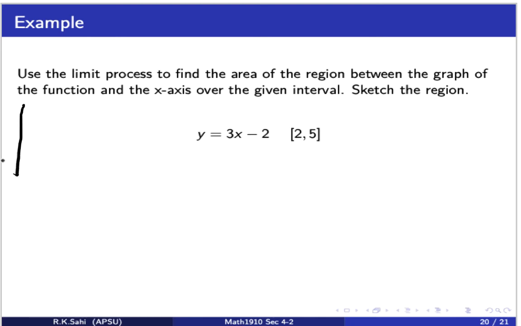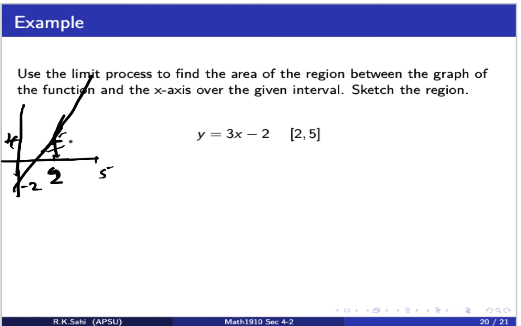Okay, let's look at this. It's a line which is passing through the y-axis at minus 2. Just draw a line, minus 2. We're looking from 2. What's the value of the function when x is 2? It's 6 minus 2, which is 4. So I'm assuming this is 4. And then when x is 5, your 5 is here. And what's the value of the function when it is 5? It's 15 minus 2, 13.